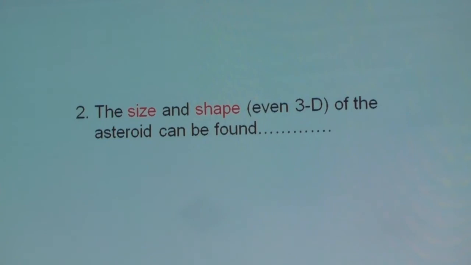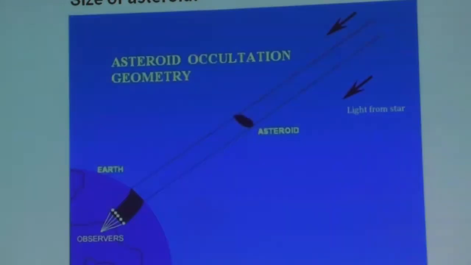The size and the shape, even three-dimensional shape of asteroids can be found, mostly for the bigger objects these days. This is starting to overlap with professional techniques as well, but we'll explain that as we go. First of all, the size of the asteroid. If I go back to the original graphic there, you can see that the light from the star, because it's such a long way away, is virtually parallel. So if you measure the size of the shadow, that is the size of the asteroid, more or less.